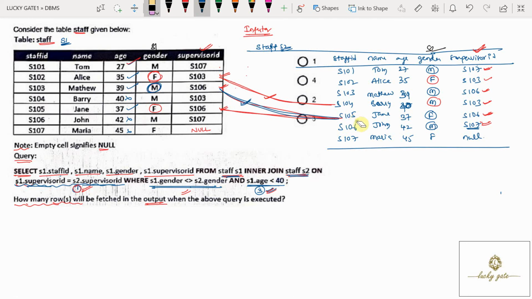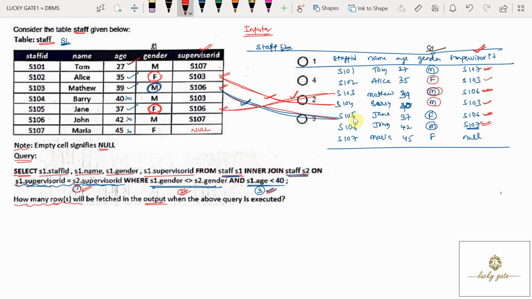And lastly, S106 is matching with this tuple, and this S106 also matches with this one. But gender should be different. Gender should be different means this is female, and in this combination this is male. This is different, so it is selected. This is female, and for this combination female, it is going to be deselected. So you have to remove these lines. So we have only three mappings. These three are the correct mappings, satisfying all three conditions, condition 1, 2 and 3.